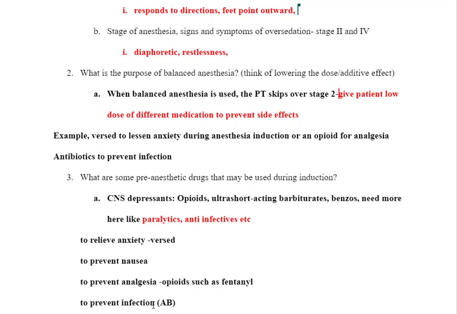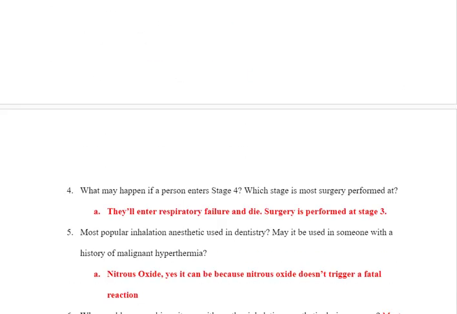And this says to prevent analgesia. I don't think we want to prevent pain relief. I thought to provide, maybe. When you say provide, it's like you provide relief from pain. Analgesia means pain relief. So to provide relief of pain. So you might get some opioids, and to prevent infection, antibiotics.